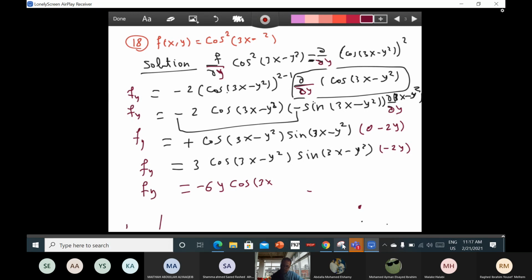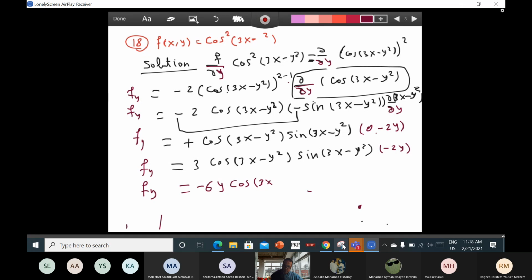I differentiate now. This is the power, okay? And the derivative of cosine is minus sine, the same angle. Then differentiate the angle with respect to y, right? Yes. So the derivative of 3x is 0. The derivative of minus y squared is minus 2y. Yes. So this is minus 2y times 3 is minus 6.